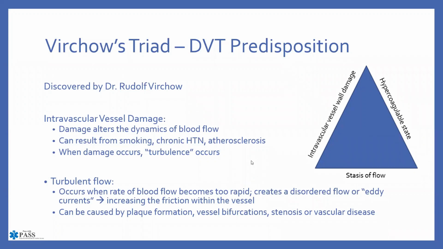It may be from vessel bifurcation, if you have different vessels that are kind of shooting off of one another, which we know happens. And then stenosis or vascular disease. And this is where, talking about the valves in the legs, the lower extremity, that is where that stenotic valve and some of those other vascular diseases will come from. So we know that that is problematic as well.